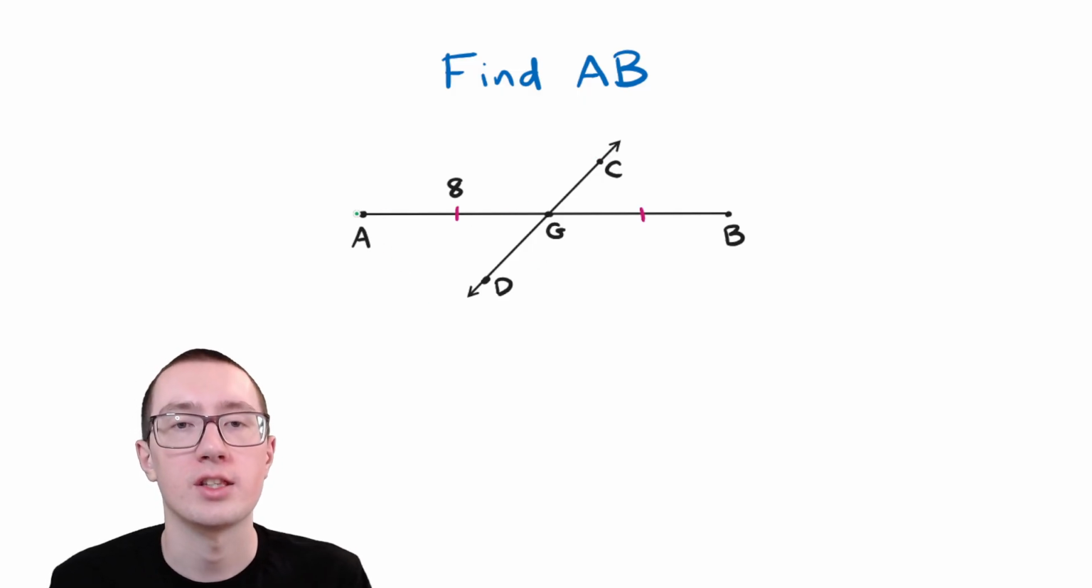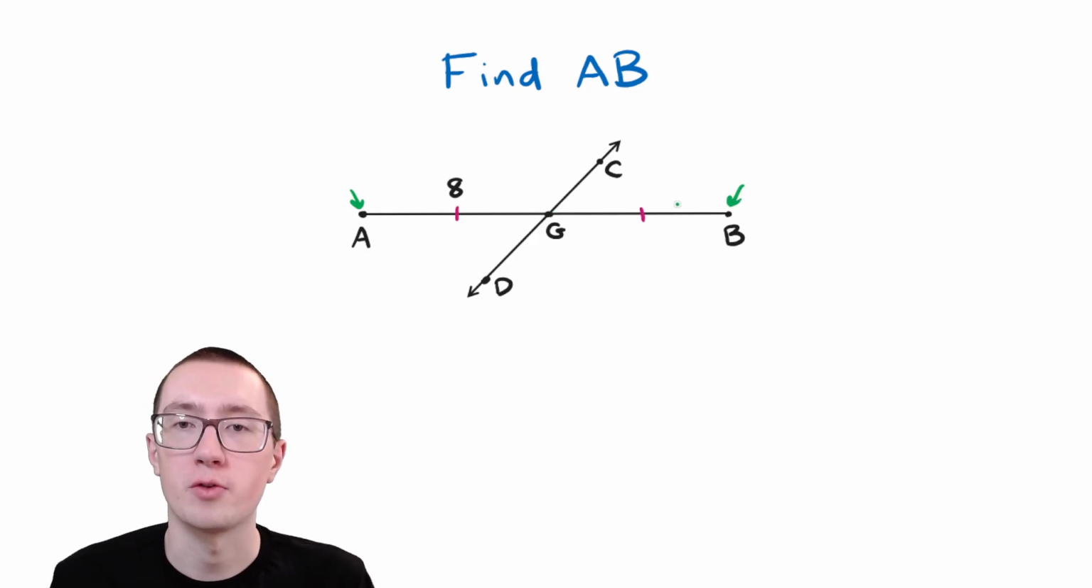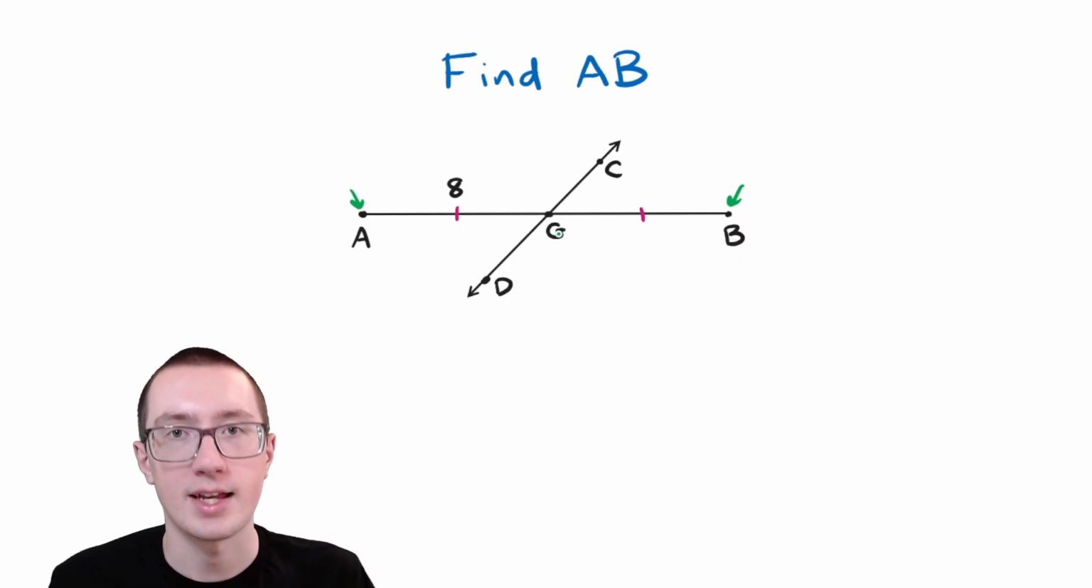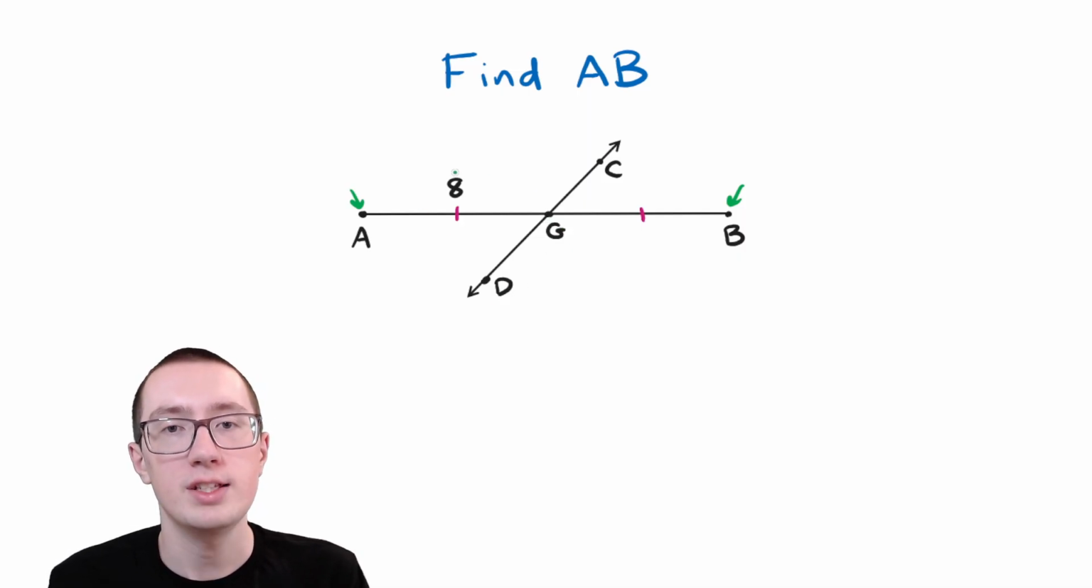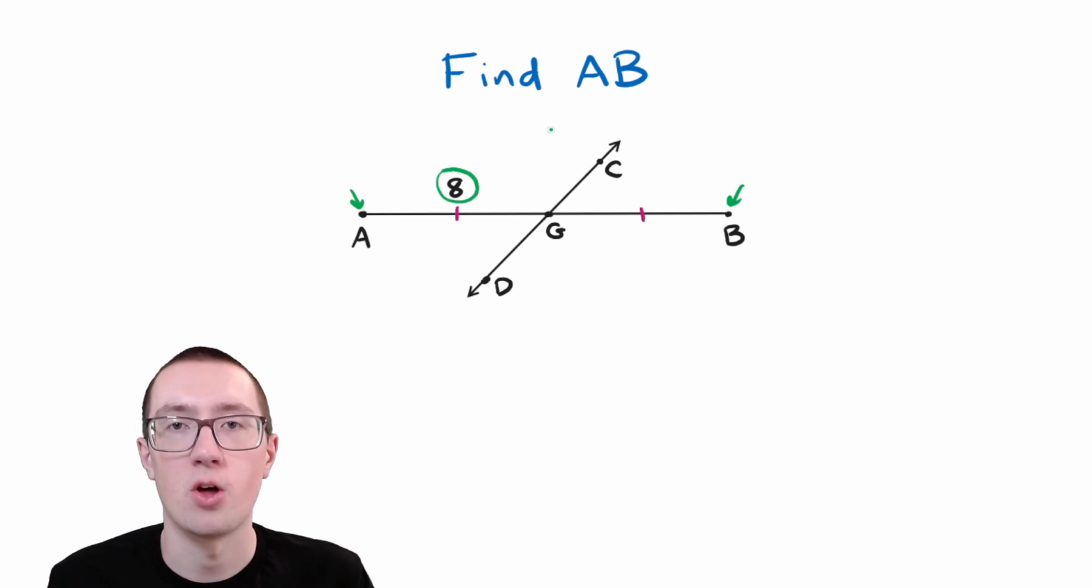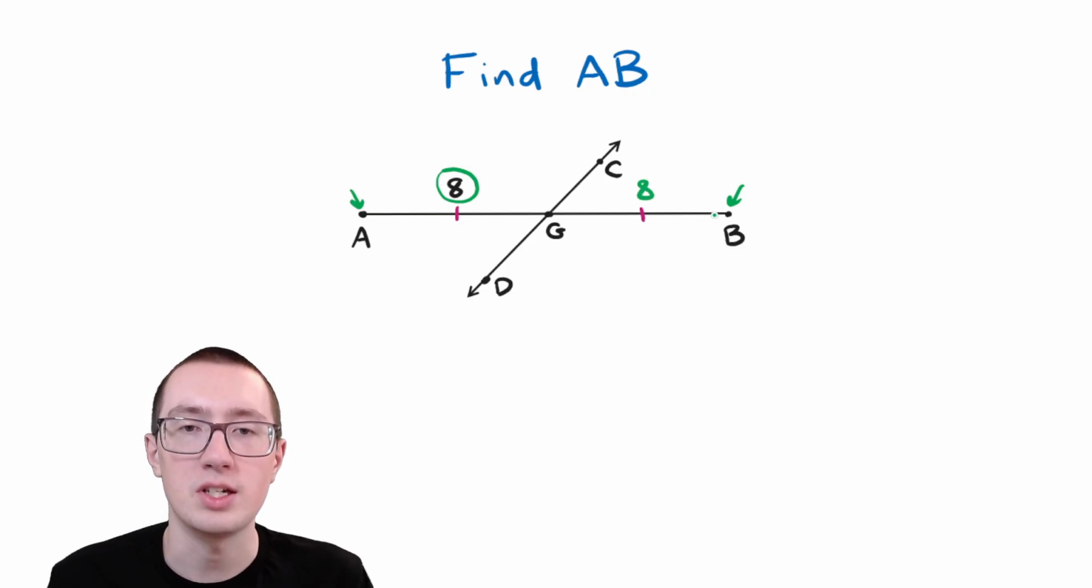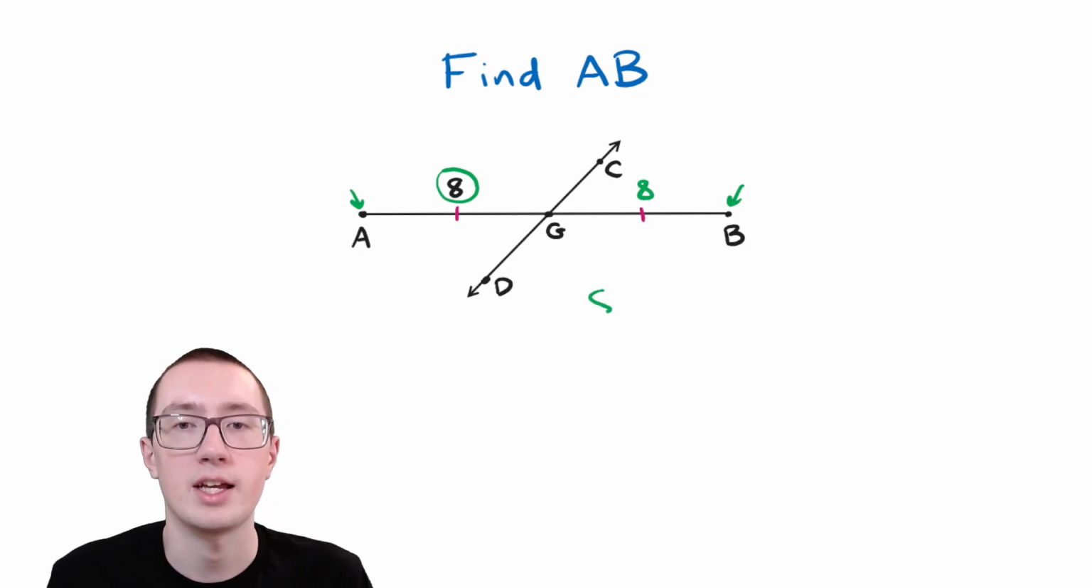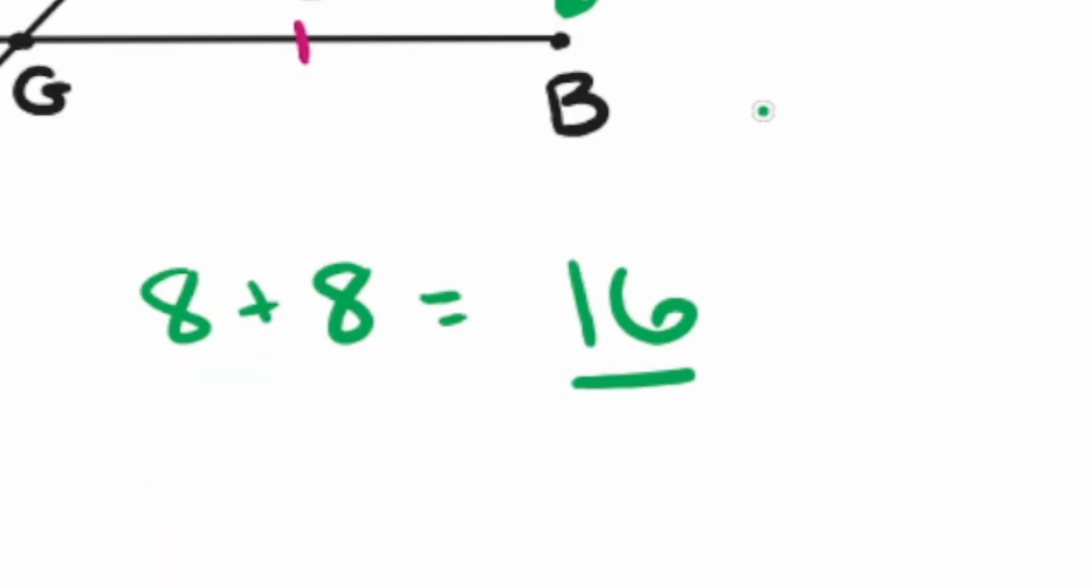So in this case, they want us to find the distance from A to B. And we already know from A to G, but what about from G to B? Well, because this is a segment bisector and we know that it's splitting it exactly in half, then if this side is 8 inches long or 8 centimeters or whatever it is, the other side has to be 8 as well. So to find the distance from A to B, we know that there's 8 on this side and 8 on this side. If we add them together, 8 plus 8 is 16, which means that we found AB. AB is equal to 16.